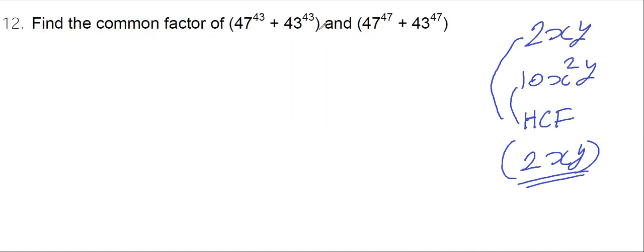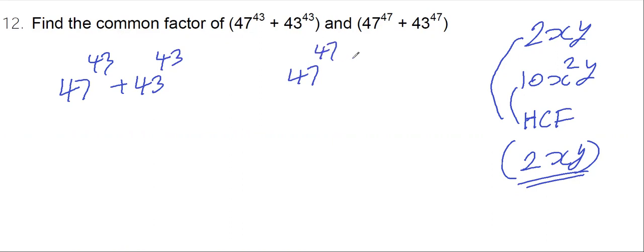But here what have they used? They have used very large numbers. What are these very large numbers? 47 to the power of 43 plus 43 to the power of 43, and 47 to the power of 47 plus 43 to the power of 43. These numbers are very large, but you can observe one thing. This first term is odd, the second term is odd, 43 to the power of 47 is again an odd number, this is again an odd number.